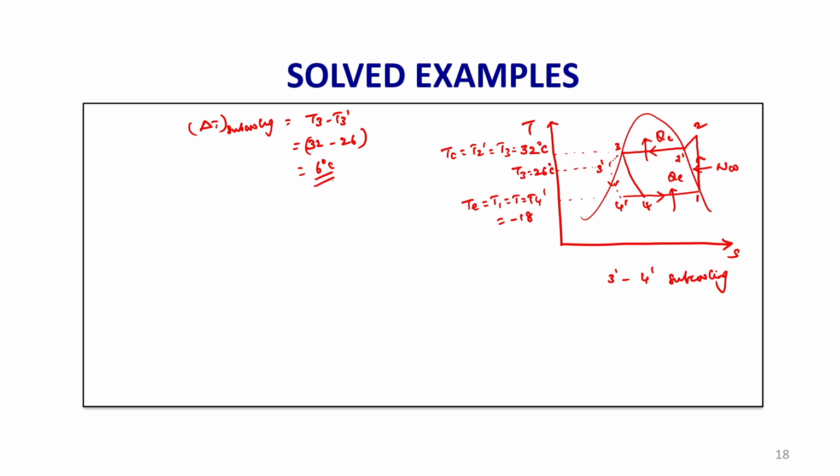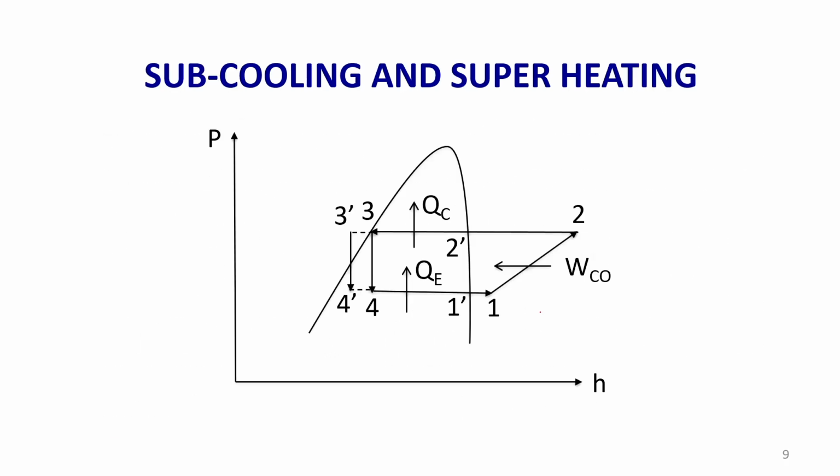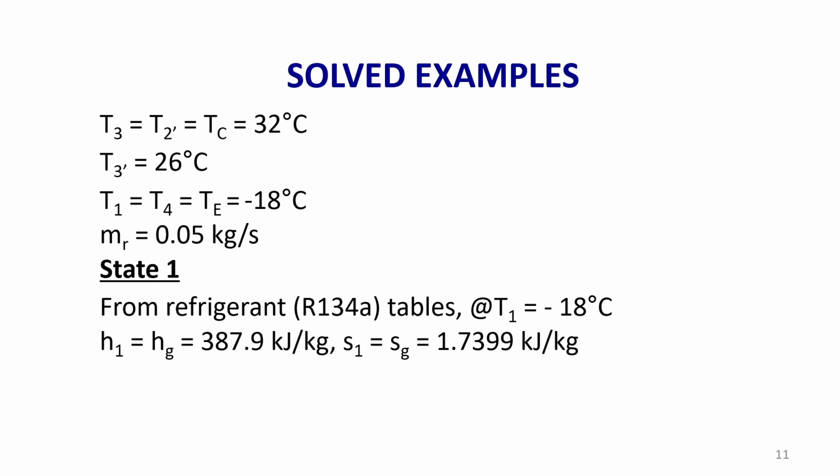1 is lying on the saturated vapor line, so it is saturated vapor enthalpy. So, enthalpy at 1 is equal to Hg at -18 degree centigrade. The refrigerant used is R134A, so from the R134A table, there is no change. Like for the previous problem, whatever enthalpy we got at state point 1, the same value. There are 3 methods, I will quickly explain. So, H1 is the same value, 387.9 kilojoule.